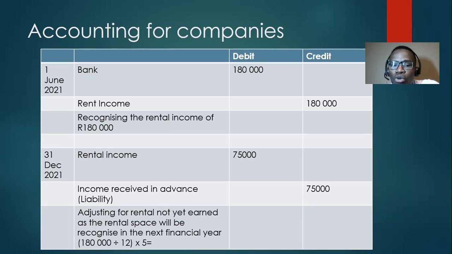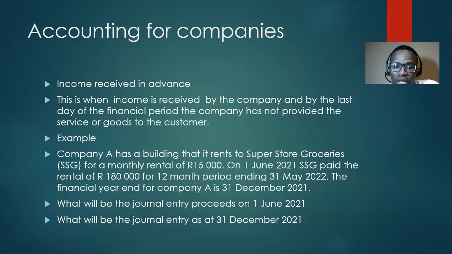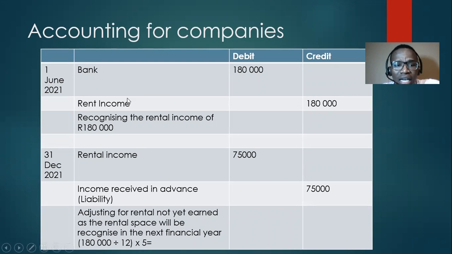In accounting, we only account for transactions that occurred or cover that particular financial period, right? And we're told that the financial period ends on 31 December 2021. Thus, that rental income that was recognized of 180,000 needs to be adjusted. Adjusted with how much? 75,000. How did we find it? 180,000 divided by 12 times 5. 5 months that the company has not provided that rental space, right?